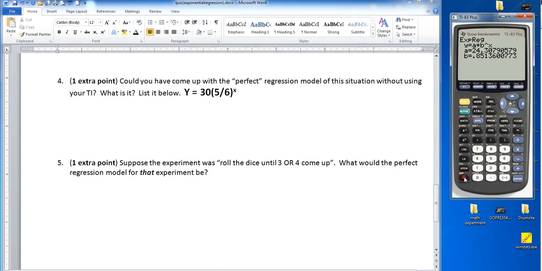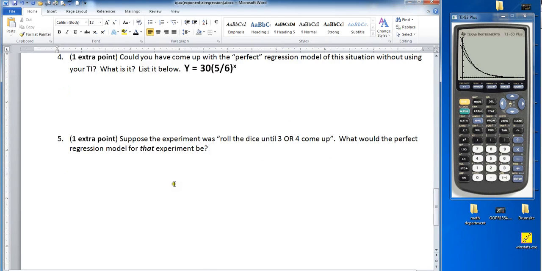Then just to satisfy my curiosity, I will graph that right here: 30 times 5/6 to the x power. I press graph, boom, and if I turn the plot off, you'll see how close the two models are. Boom, boom. I mean, they're beautiful. A little bit noisy in the beginning, but they fall into line pretty nicely.